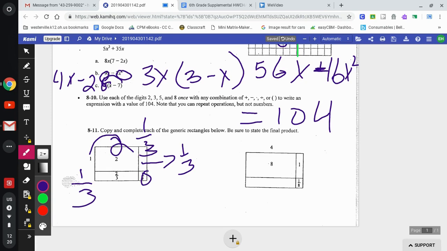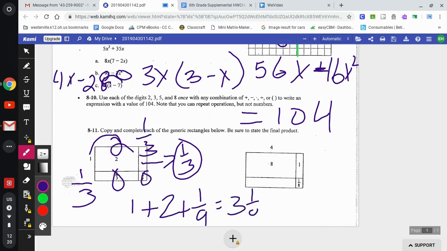So you have to add all those up. You have 2, 1/3, 2/3, and 1/9. Well, if I add my 2/3 and my 1/3 up, I'm going to get a whole. And I see my single 2. I'm going to have 2. And I'm going to have my 1/9. And I'm going to get 3 and 1/9 as my total answer. So 2 1/3 times 1 1/3 is 3 1/9.